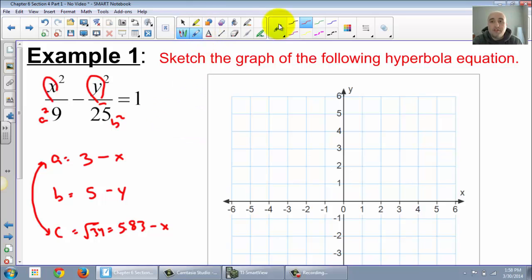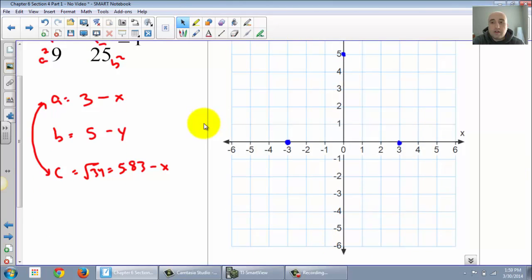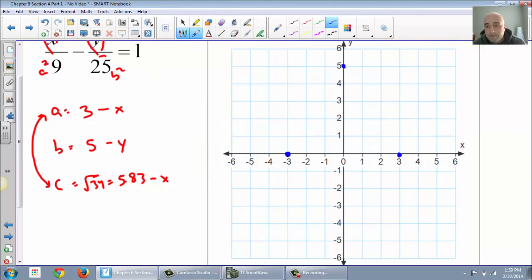All right, so what we're going to do first is we're going to take our A value, and it's on the x-axis. We're going to put a dot at 3 to the right, and we're going to go 3 to the left. Okay. We're also going to do our B. Now B is 5, and our negative B is negative 5. Okay, so I'm going to mark this A, negative A, positive B, negative B. Now remember, A doesn't always have to be the biggest anymore. Okay, we're going to save C for last.